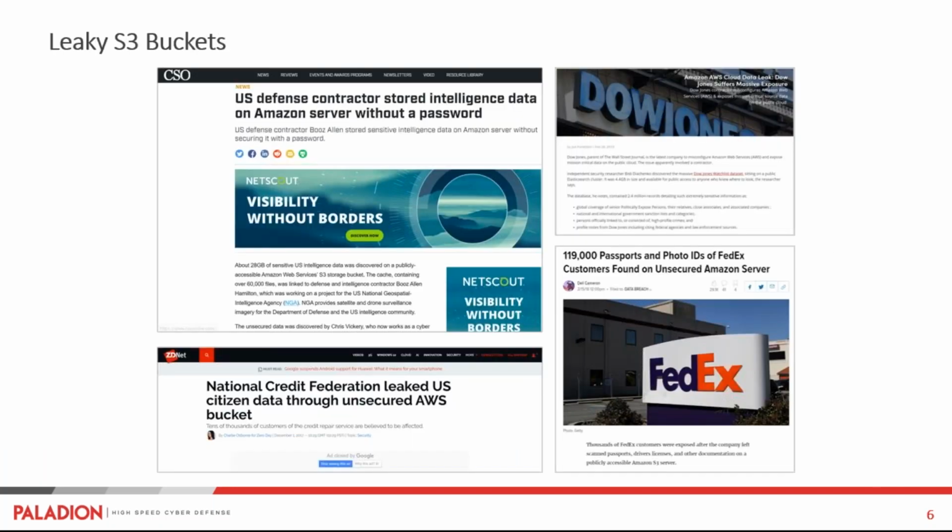The other attack is around leaky S3 buckets, and this is probably one of the most talked about attacks that we've seen.